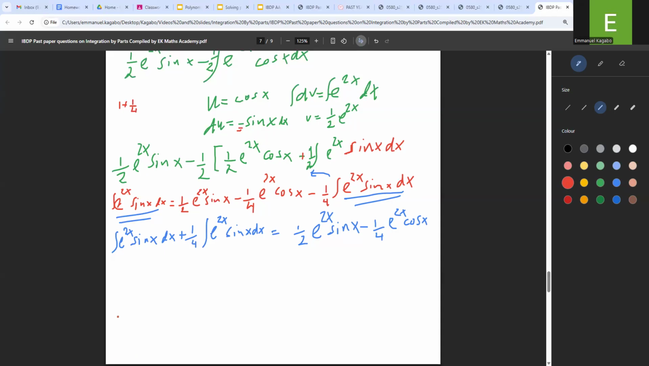That is 5 over 4. So I can add them because they're the same. This is exactly the same as that. So over 4.